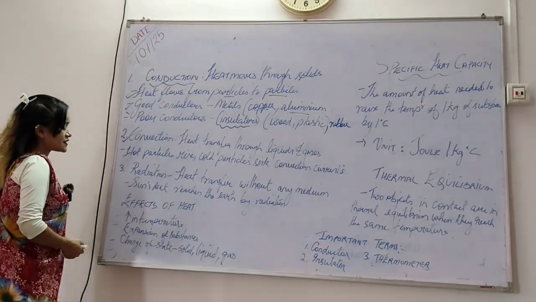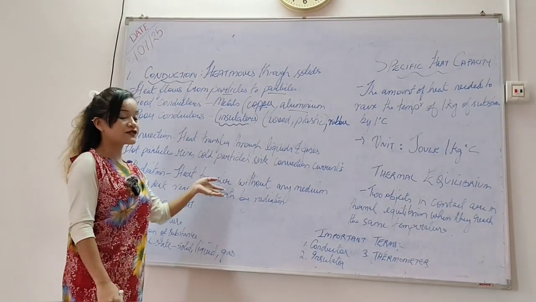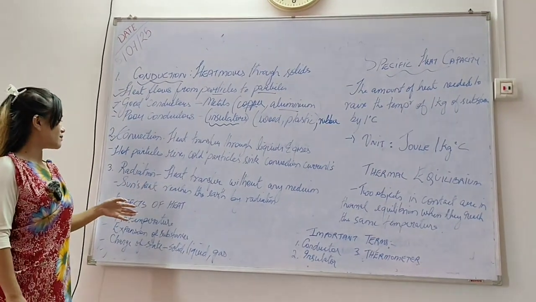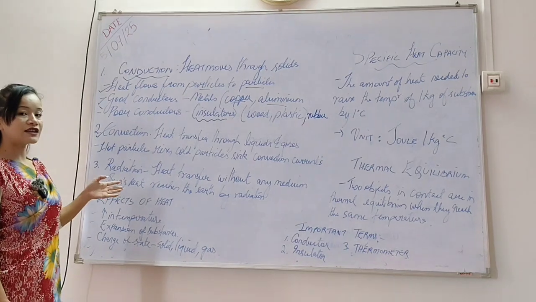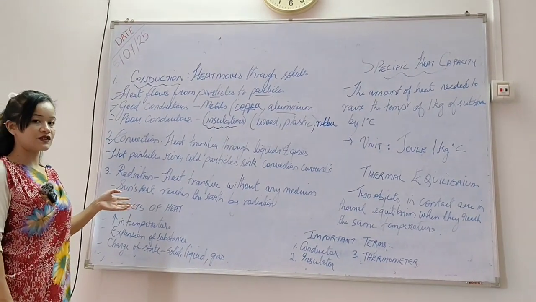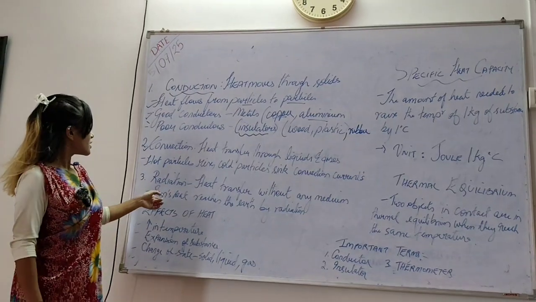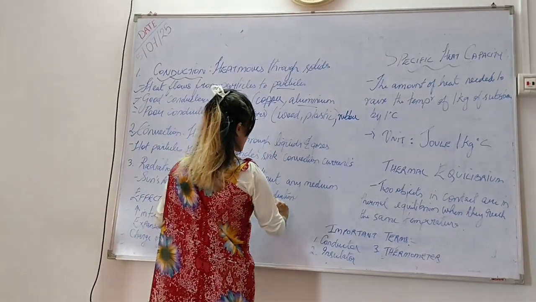So next, let's see radiation. What is radiation? Heat transfer without any medium. Without any medium is known as radiation. They don't need any object or substance for the transfer of heat. For example, the sun's heat reaches the earth by what? Radiation, through radiation.